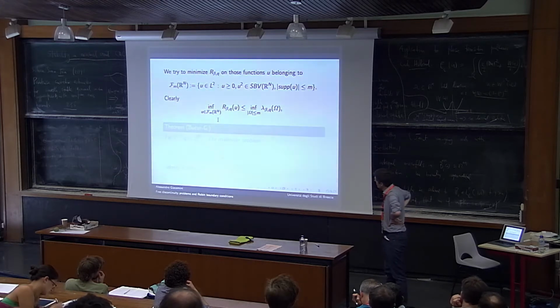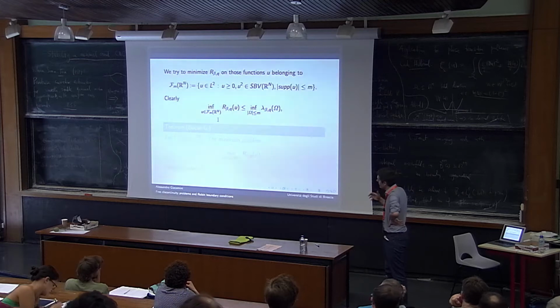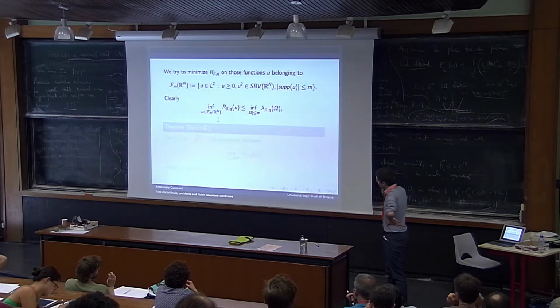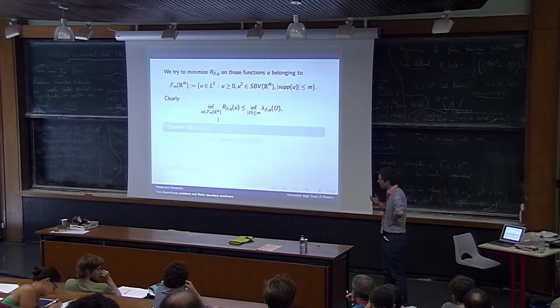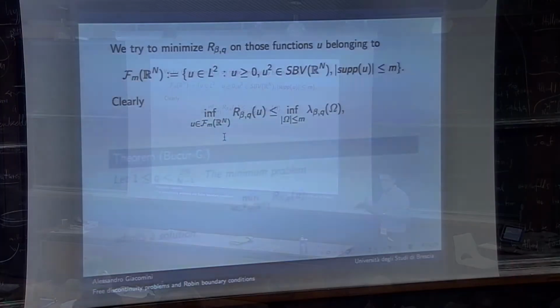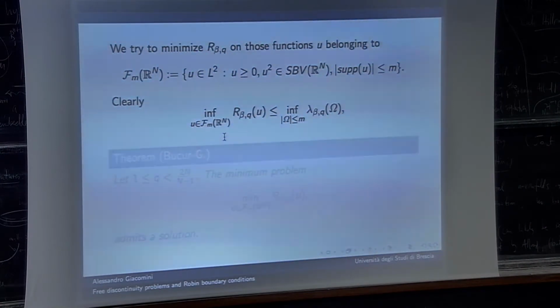So a good, well, a related problem could be that of minimizing the free discontinuity functional on this class of functions. What is the intuition? The intuition should be that if we have a minimizer for this free discontinuity functional, probably by looking at its support, we can guess what could be a good class for domains in order to settle the original problem of the minimization of the eigenvalue.